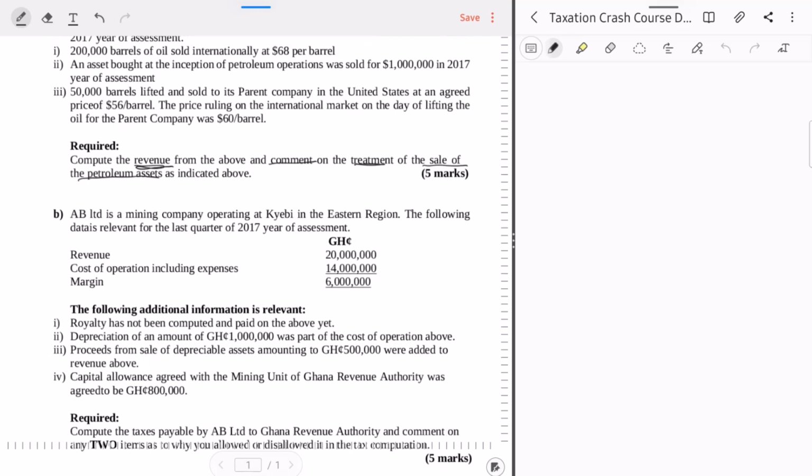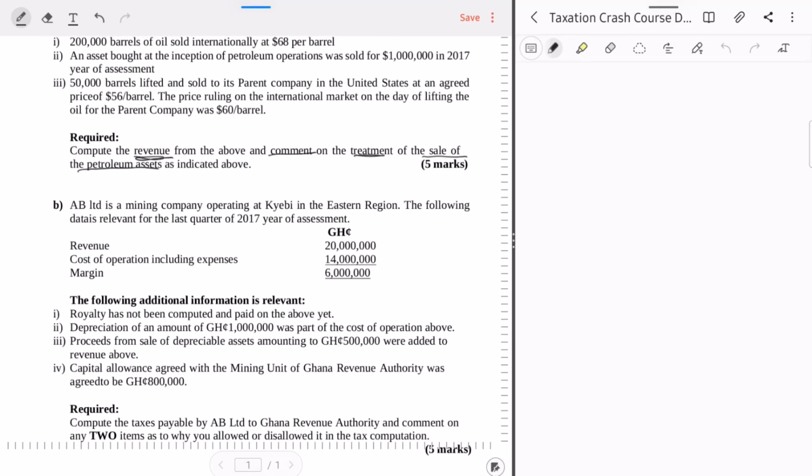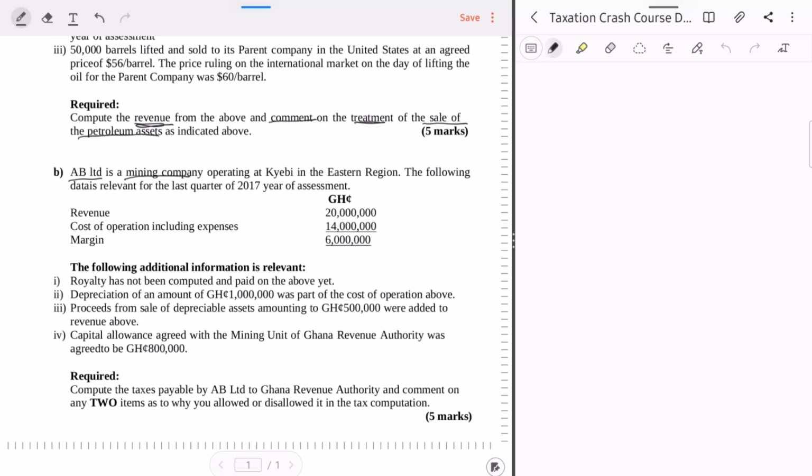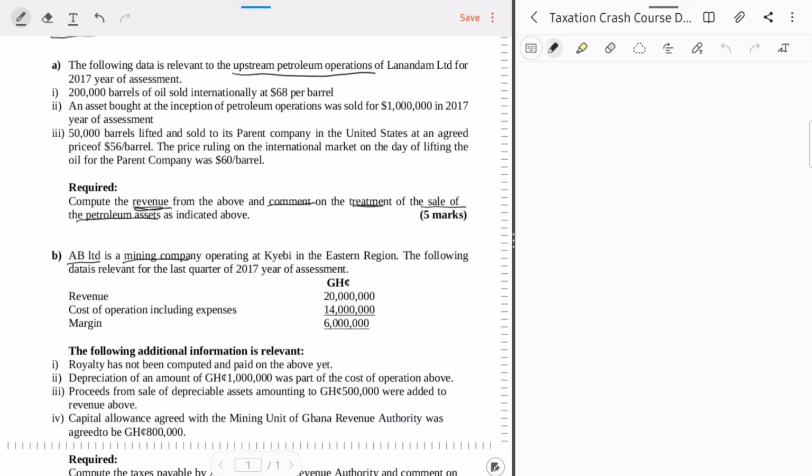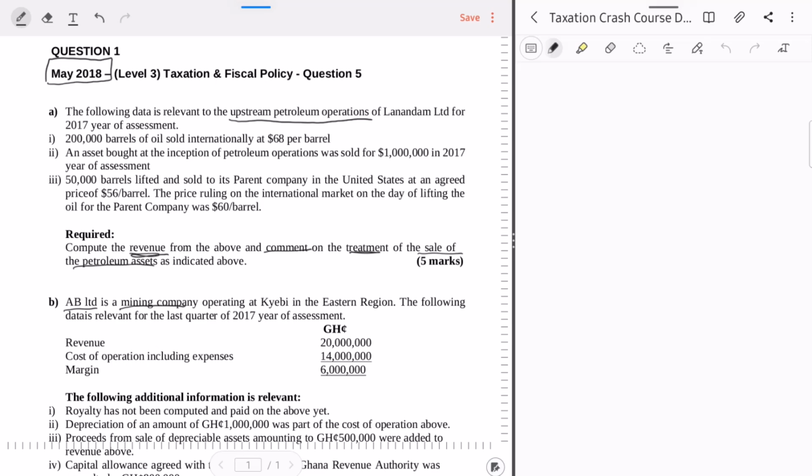And then we'll move on to minerals and mining. So here, the company is called AB Limited. They're a mining company operating in Chebi in the eastern region. Then they gave us some details about the company, and they said required is to compute the taxes payable by AB Limited to the Ghana Revenue Authority and to comment on any two items as to why you allowed or disallowed them in your tax computation. This will also give you 5 marks. So let's look at these two first, and then we see any other thing we need to look at.